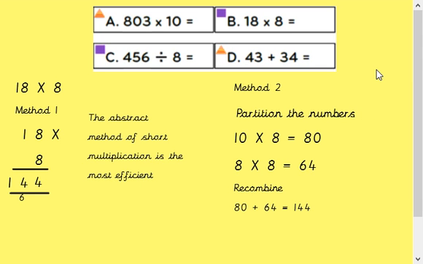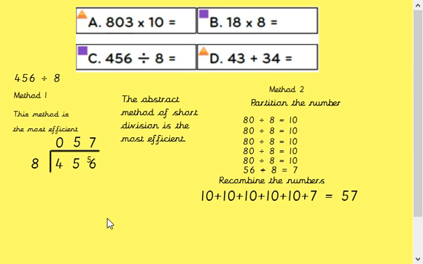Second question this morning, pencil and paper, 18 times 8. First method I could use might be the abstract method of short division, because this is the most efficient. 8 eights are 64. I'm going to carry the 6 into the tens column, and 1 ten times 8 is 8, plus 6 is 14. So the answer is 144. If I'm thinking about partitioning as my second method, I break up the 18 into 10 and 8. 10 eights are 80 and 8 eights are 64. 80 plus 64 leaves me with 144.